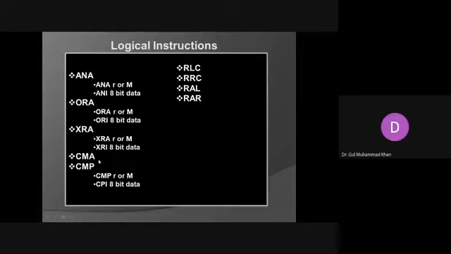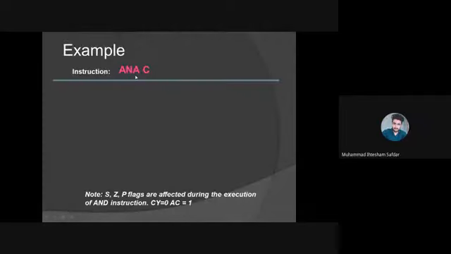Similarly, CMA, complement accumulator, is actually a ones complement instruction. It complements all the bits, converting zeros to ones and ones to zeros. When you use the compare instruction, it compares the contents of the accumulator with the corresponding register or the contents of a memory location. Or you can have CPI, which compares the contents of the accumulator with 8-bit data. When you perform a rotate operation, either towards left or right, it is performed on the accumulator. Let's go through examples and you will see how they work. I'm going to explain every instruction one by one now.